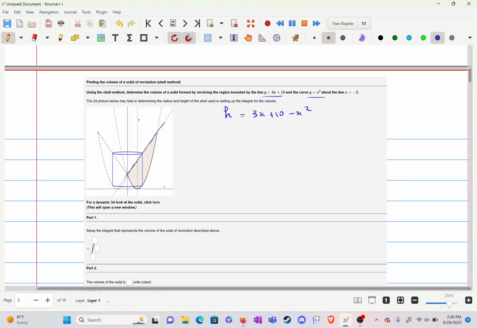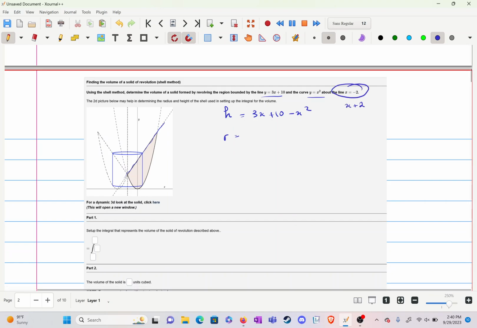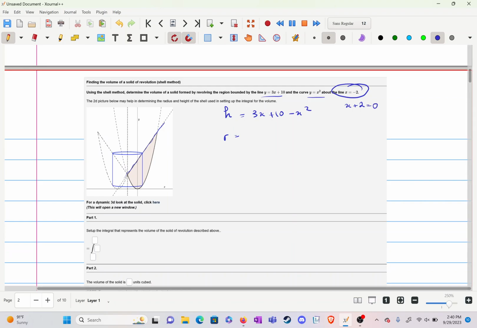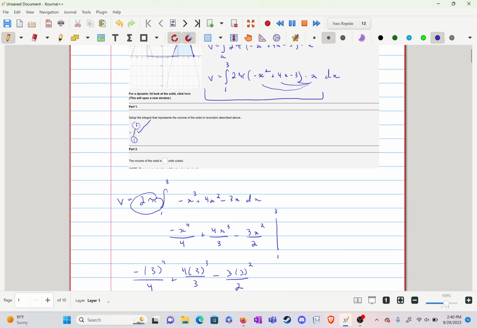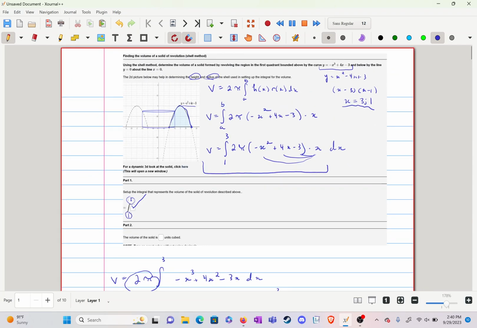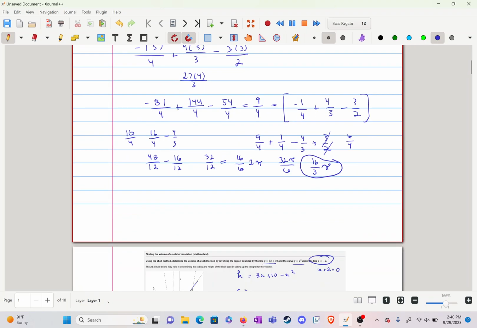Top minus bottom. But now we need to find a radius. But don't worry, we have it about the line x equals -2. So add that 2 over. x plus 2 equals 0. Bada bing, bada boom. That's our radius. I don't think I explained specifically enough in the first problem that our radius is x because we just have it about the line x equals 0. So back down to question 2.